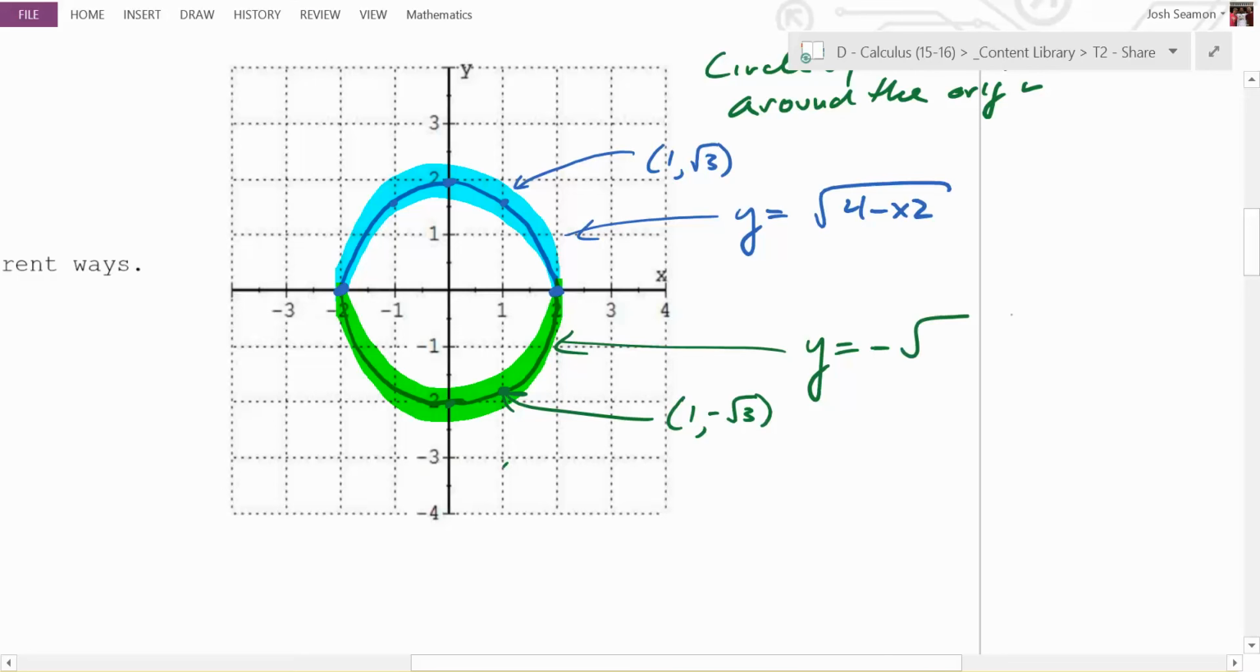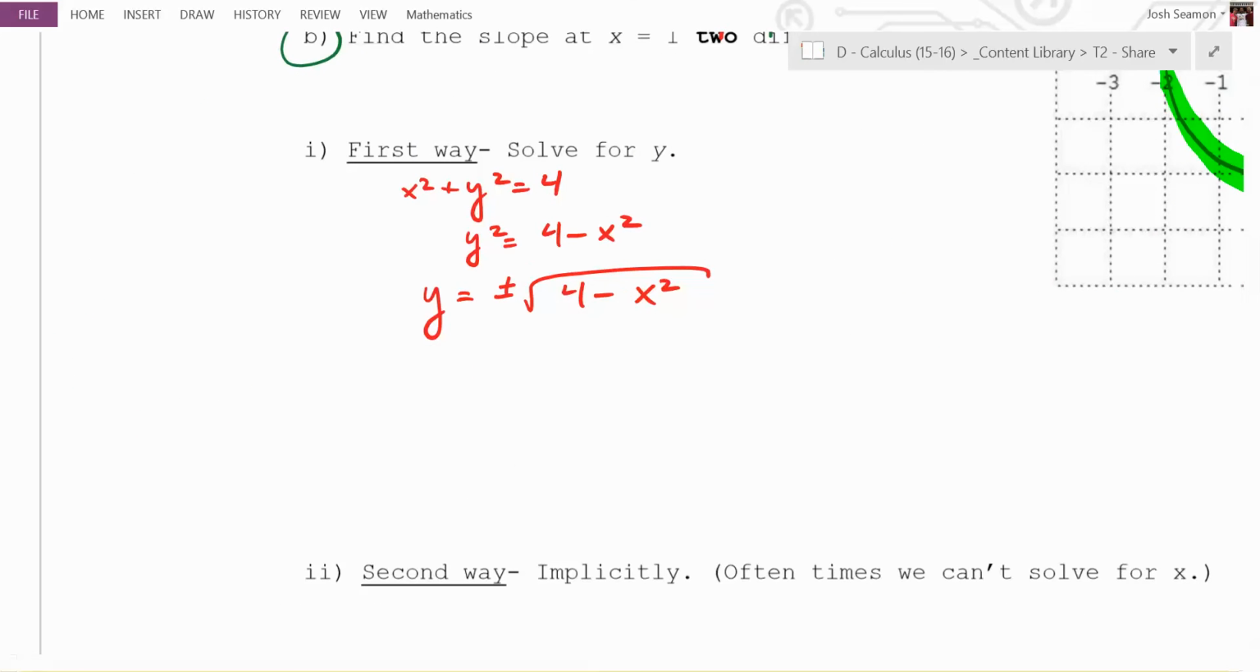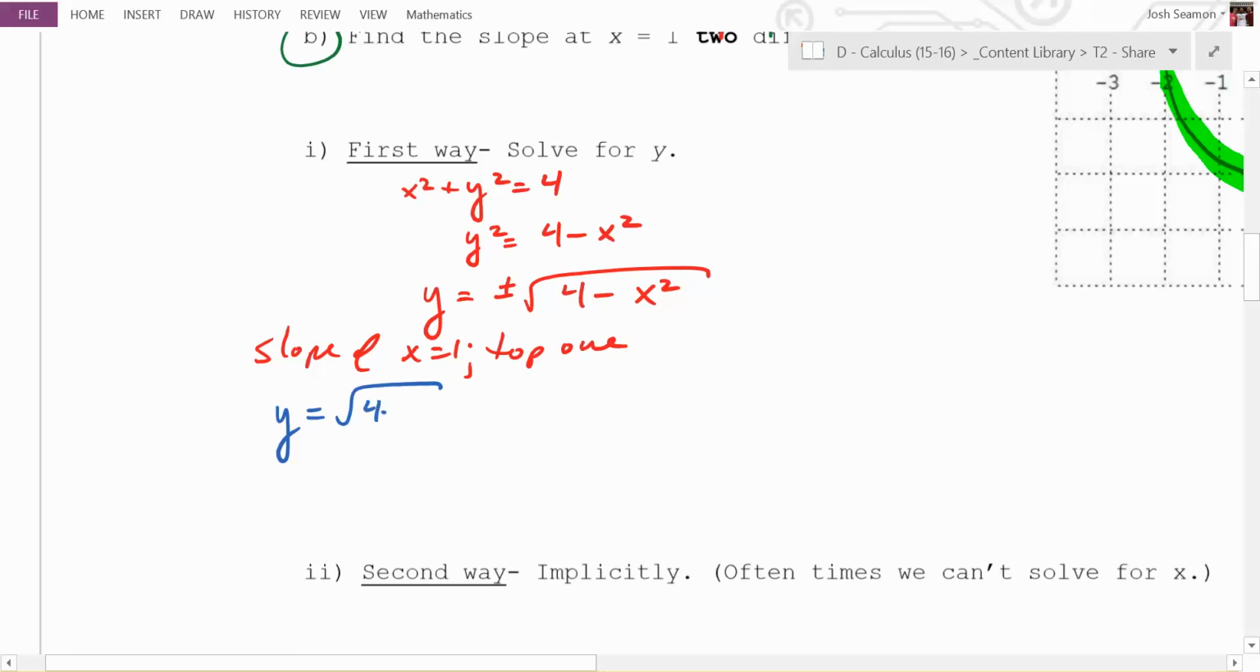The negative, exactly. So let's say I wanted to find the exact slope at that top one. Which function do I use? I use the blue function because the blue function is the top one. So if I want the slope at x equals 1 for the top one, we use the positive one. So let's use the blue one. So y is equal to the square root of 4 minus x squared.